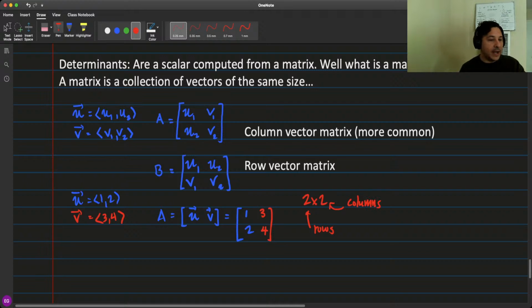Now, because we're entering the vectors as columns, the columns are going to be the number of vectors. I have a column for each of my vectors. I worked with 2 vectors. And then the rows are going to be the number of components in each vector.